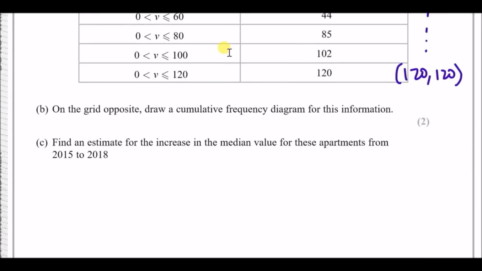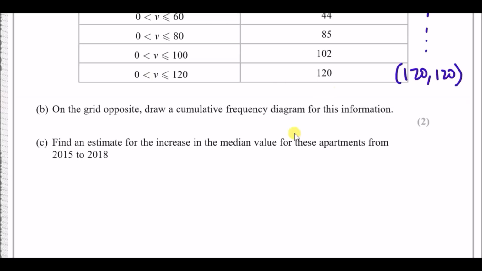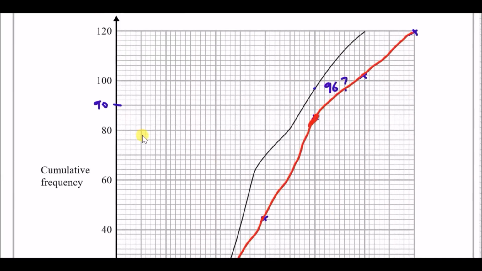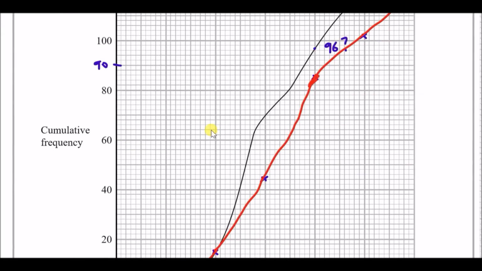Now, part C. Find an estimate for the increase in the median value of these apartments from 2015 to 2018. That's an interesting question. Just find the median for both of them and see the difference. The median is the middle value, so if you've got 120 apartments, the midpoint would be the 60th apartment. So at 60, in 2015, the value was somewhere over here, and in 2018, it's over here.